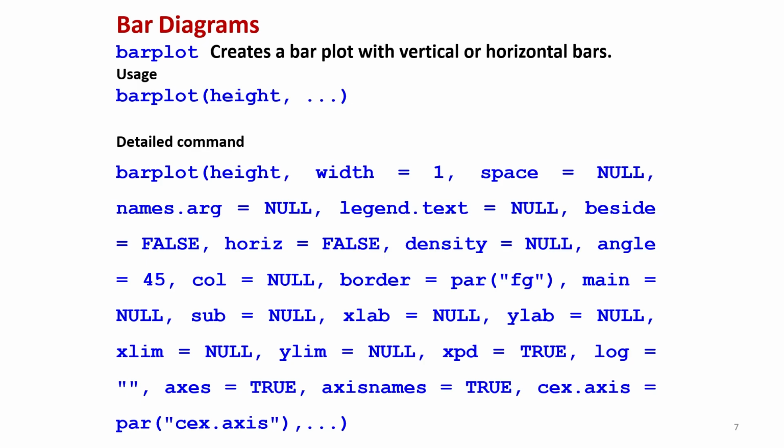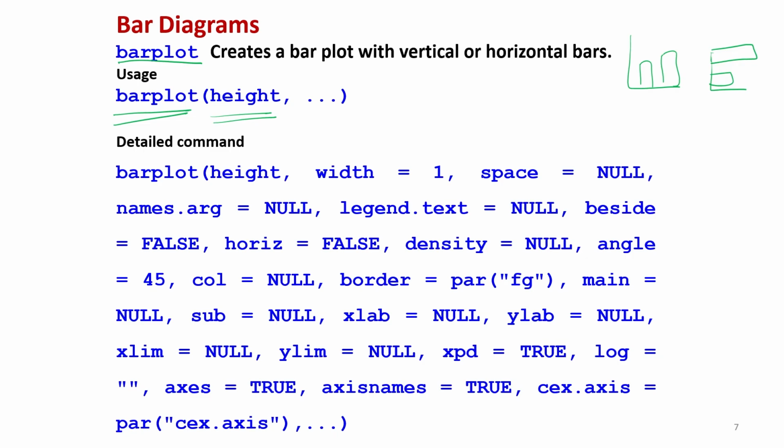In order to create a bar plot in the R software, the command is barplot, which can create vertical or horizontal bars, right. Vertical bars are drawn like this and horizontal bars are drawn like this, so those things are possible. The way we use it is that we write barplot, and within the parenthesis we write the height. Height means the data or the frequency, right.